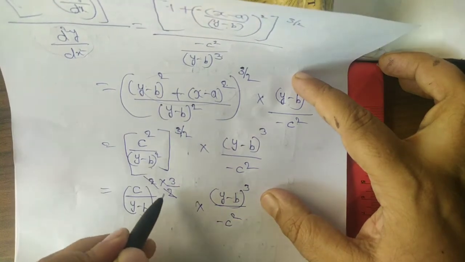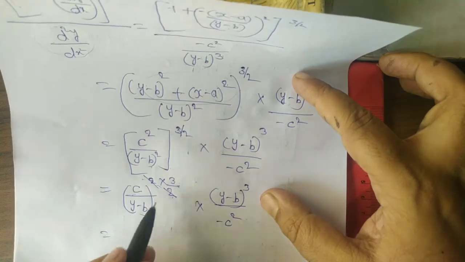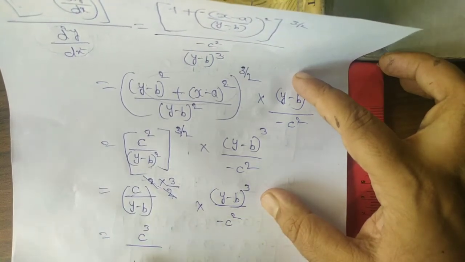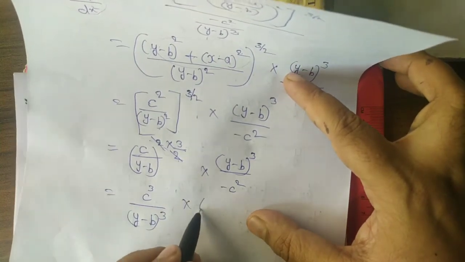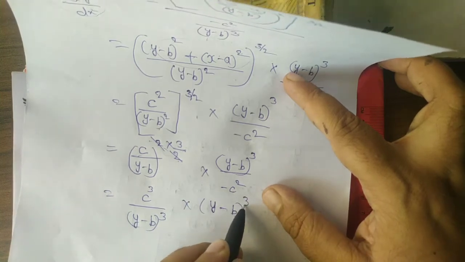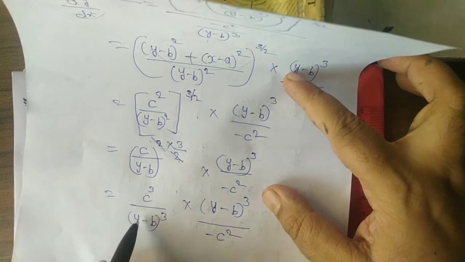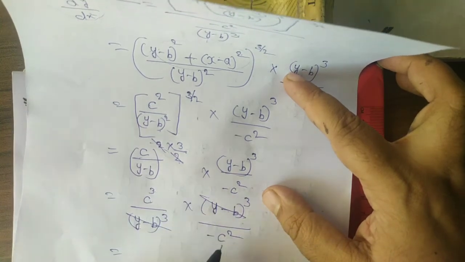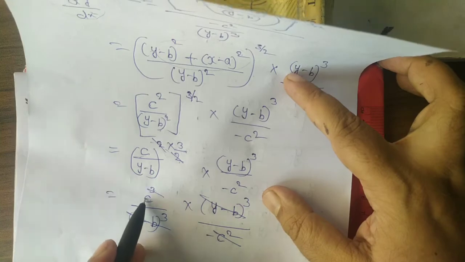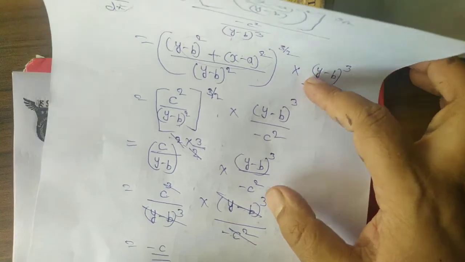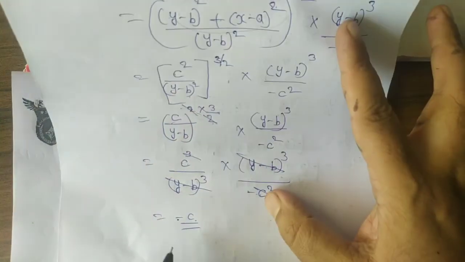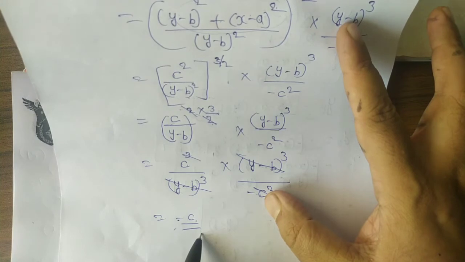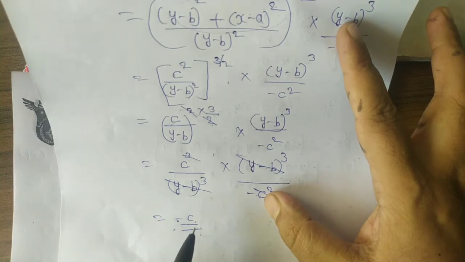So square and square, these two and two will cancel out, so we are left with c cube upon (y minus b) whole cube into (y minus b) whole cube upon minus c square. So c cube and minus c square will cancel out, so we are left with c upon minus 1, that is minus c. So the answer of this one is minus c. It does not contain any term that contains a or b. It means that it is independent of a and b.